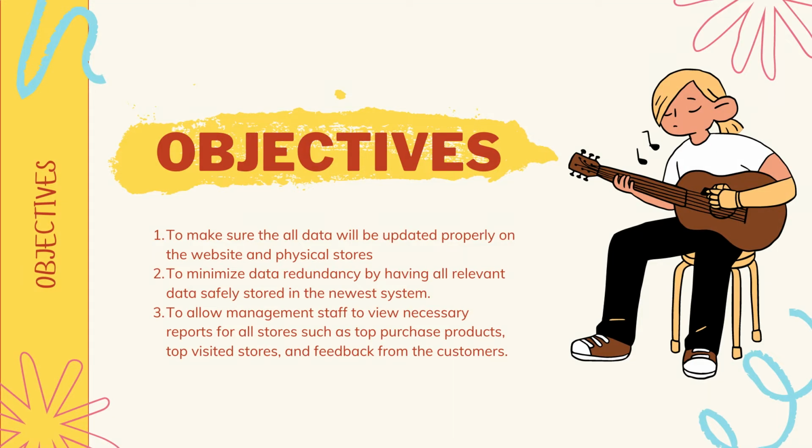So the first one is to make sure that all data will be updated properly on the website and physical stores. The next one is to minimize data redundancy by having all relevant data safely stored in the newer system. And the third one is to allow management staff to view necessary reports for all stores, such as top purchased product, top visited stores, and feedback from the customers.